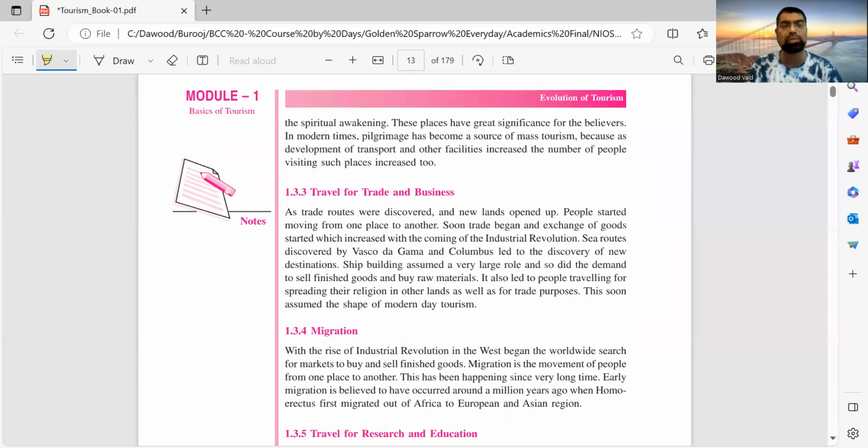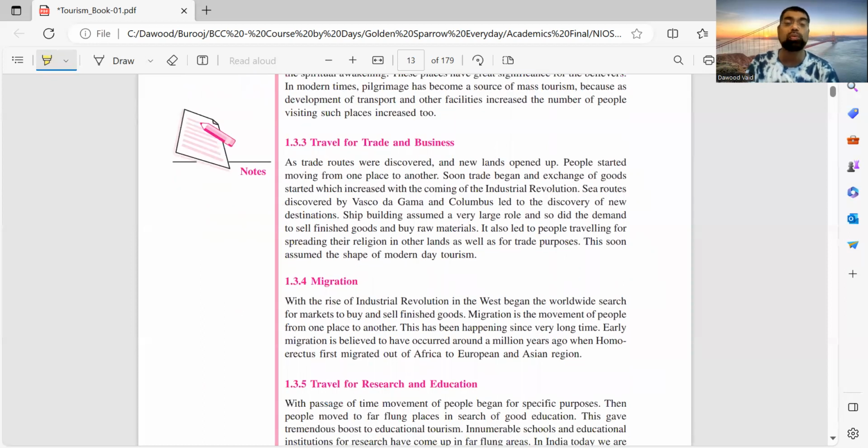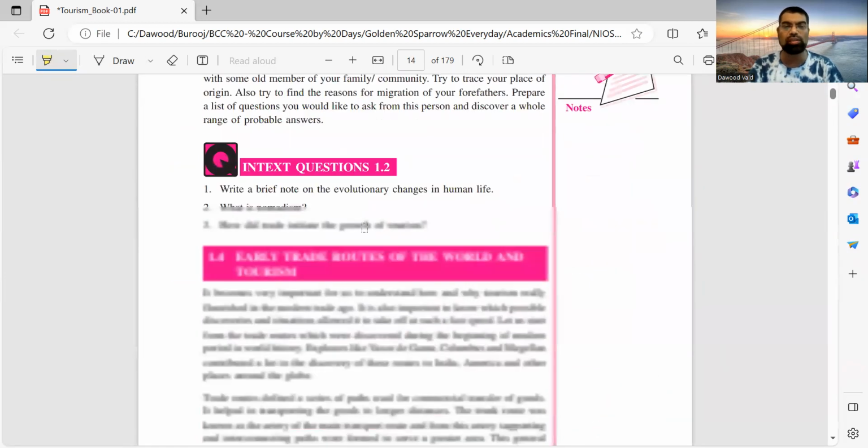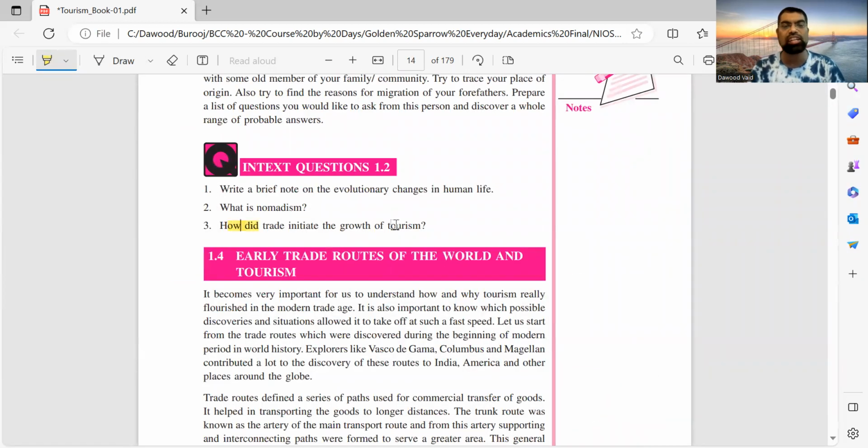The trade people, the industrial revolution became trade. And now, people want to go to Europe, to Australia, to better destinations in Canada. So that is why migration is happening. Absolutely simple reasons why people travel, isn't it? You have all the entire questions around here. How did trade initiate the growth of tourism?